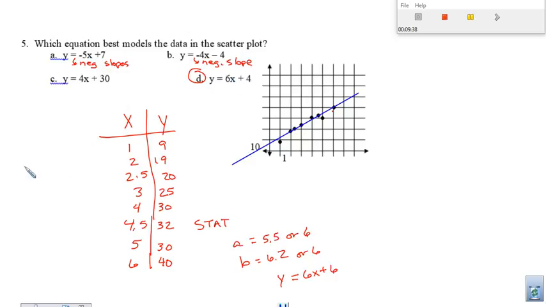The other approach that you could take is to put each one of these equations into y equals under y1, and then go to your table. So you would hit your second key and table, and then you could go through and look and see which points matched up with this. And which points in your table came closest to matching what's on this graph. So there's a couple of ways that you could approach this problem.